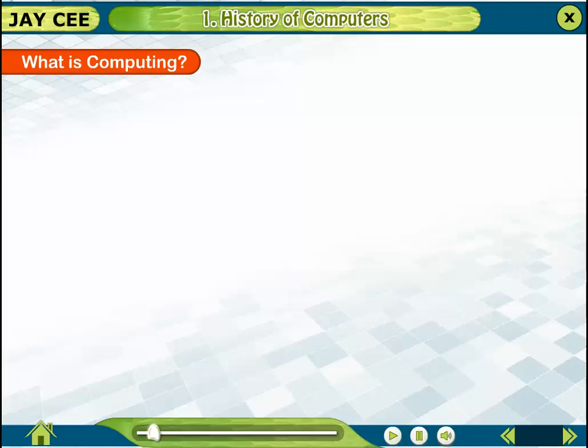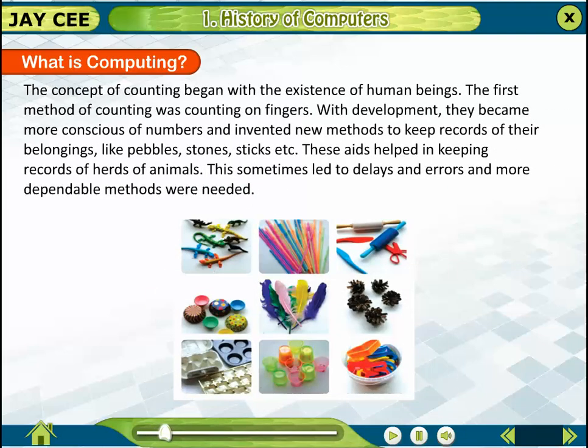What is computing? The concept of counting began with the existence of human beings. The first method of counting was counting on fingers. With development, they became more conscious of numbers and invented new methods to keep records of their belongings, like pebbles, stones, sticks, etc. These aids helped in keeping records of herds of animals. This sometimes led to delays and errors, and more dependable methods were needed.